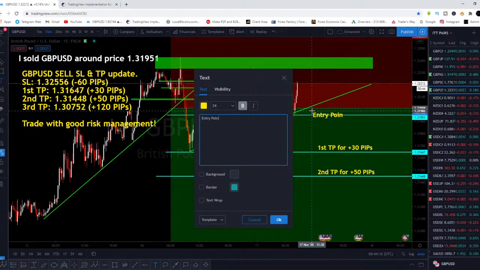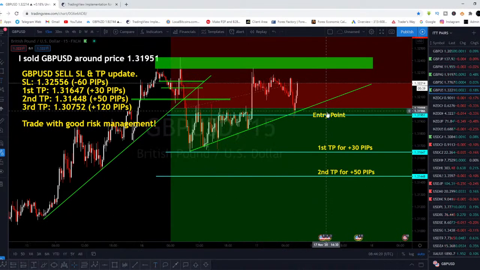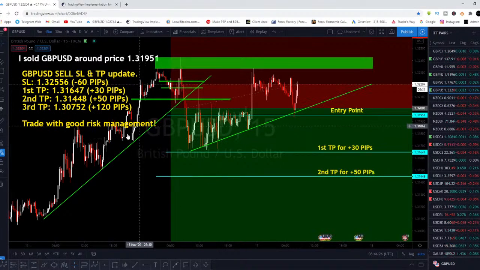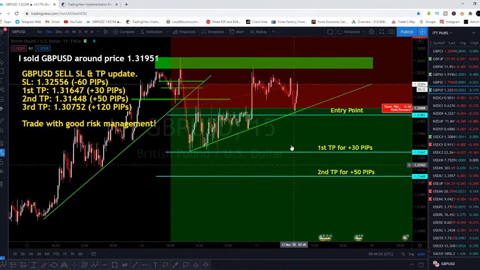So this is going to be the entry point. That's going to be the entry point. So yeah, that's it.